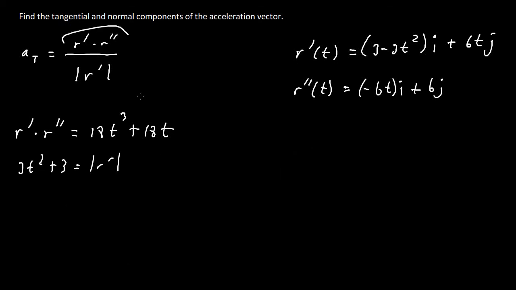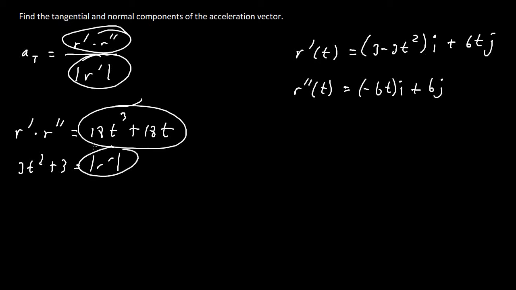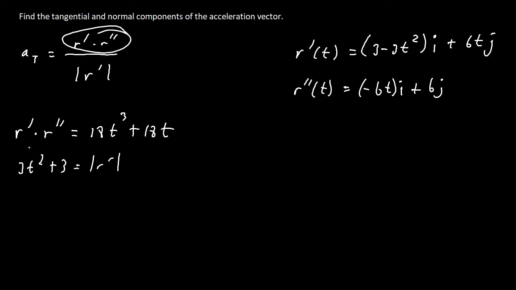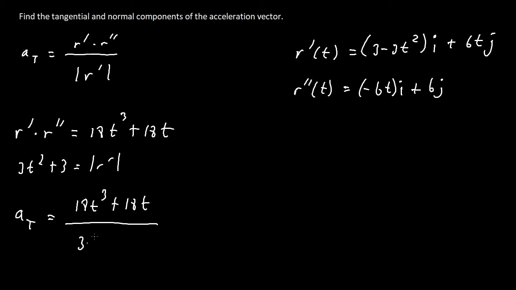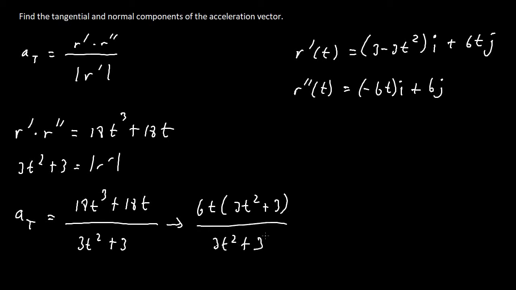So now that we have the dot product of r prime and r double prime and the magnitude of r prime, let's go ahead and find the a sub t, or the tangential component of acceleration. So once again, that is going to be equal to the dot product, which we got 18t cubed plus 18t, divided by the magnitude of r prime, which we got 3t squared plus 3. To simplify, I can factor out a 6t from the numerator. So we'll get 6t times 3t squared plus 3 over 3t squared plus 3. Notice they will cancel, and so we're left with 6t as the tangential component of acceleration.